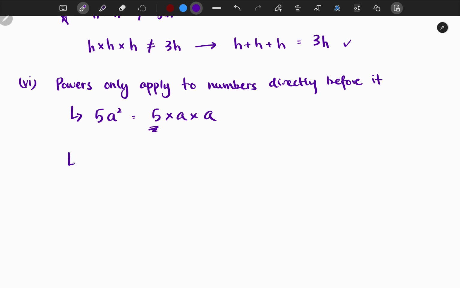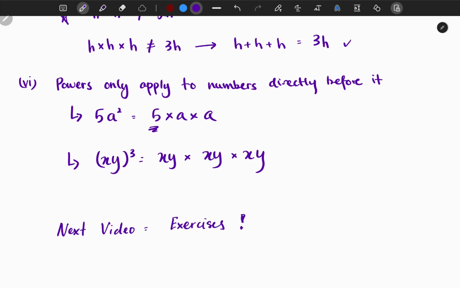A way to apply powers to more than one number is that you can use a bracket, which will look like xy in brackets to the power of 3. And this equals xy times xy times xy. And if everything until this point is clear, let's try a few exercises in the next video.